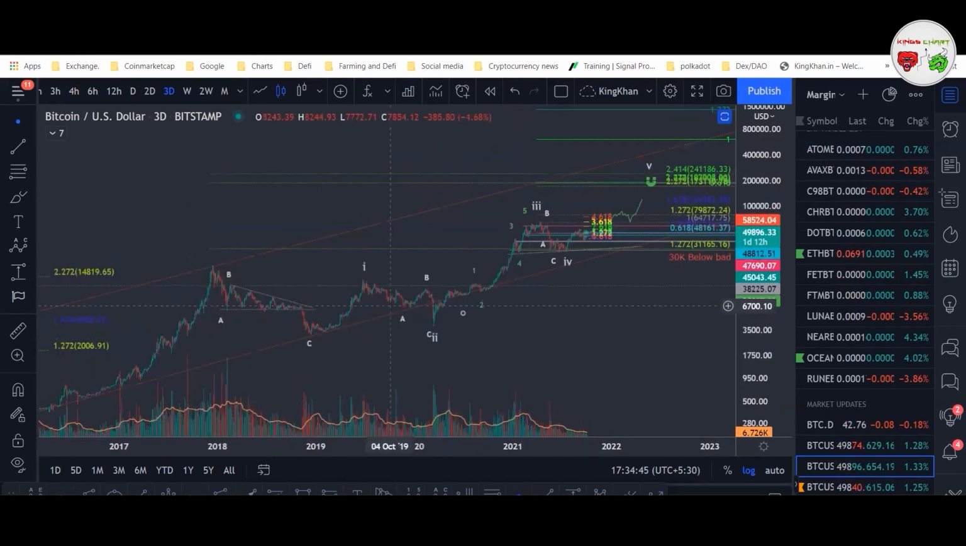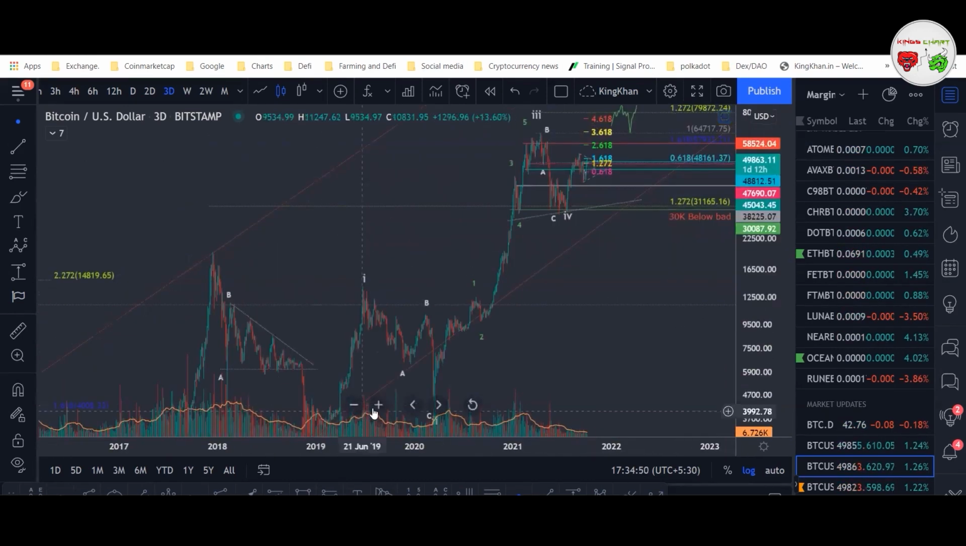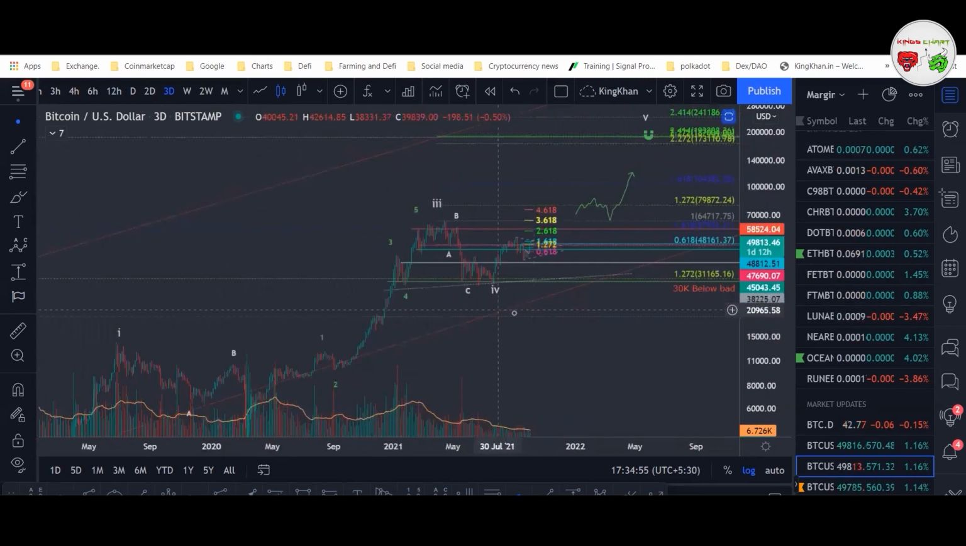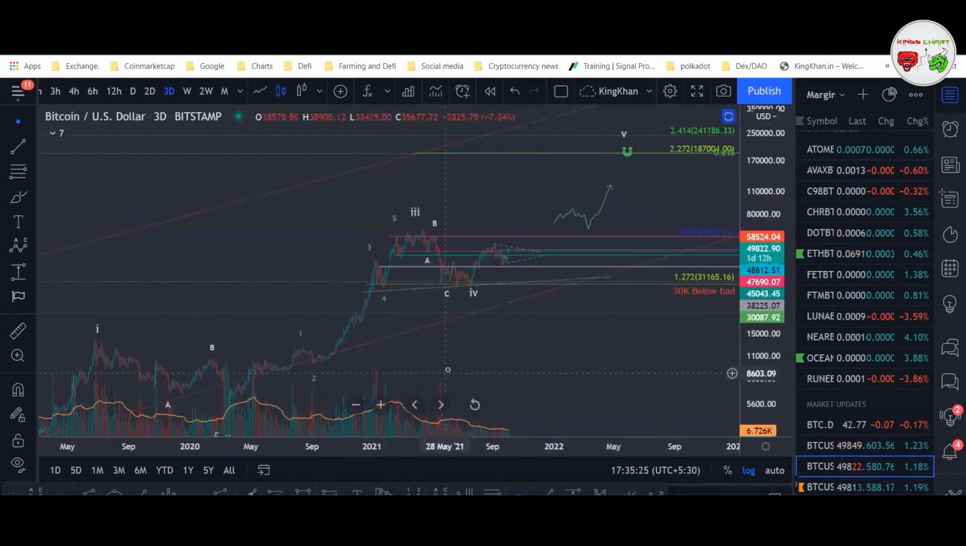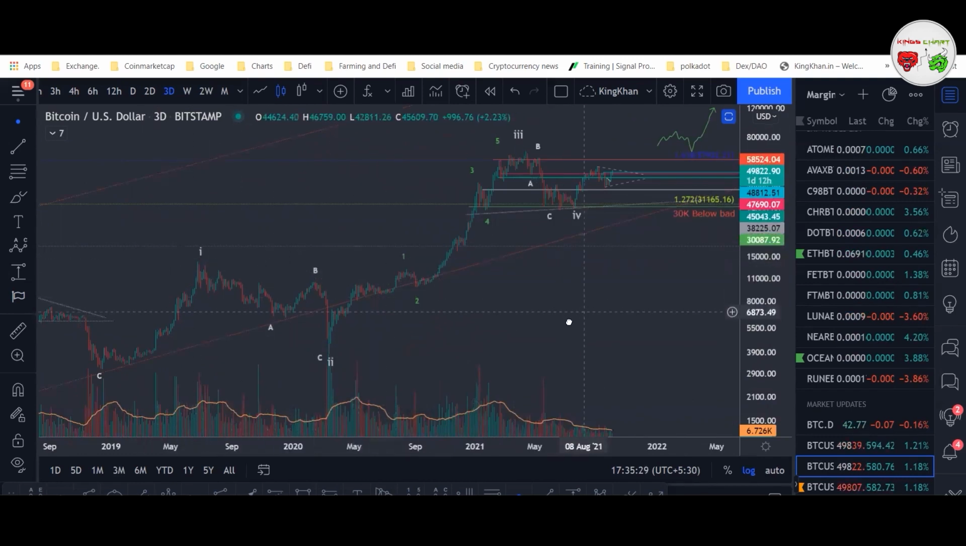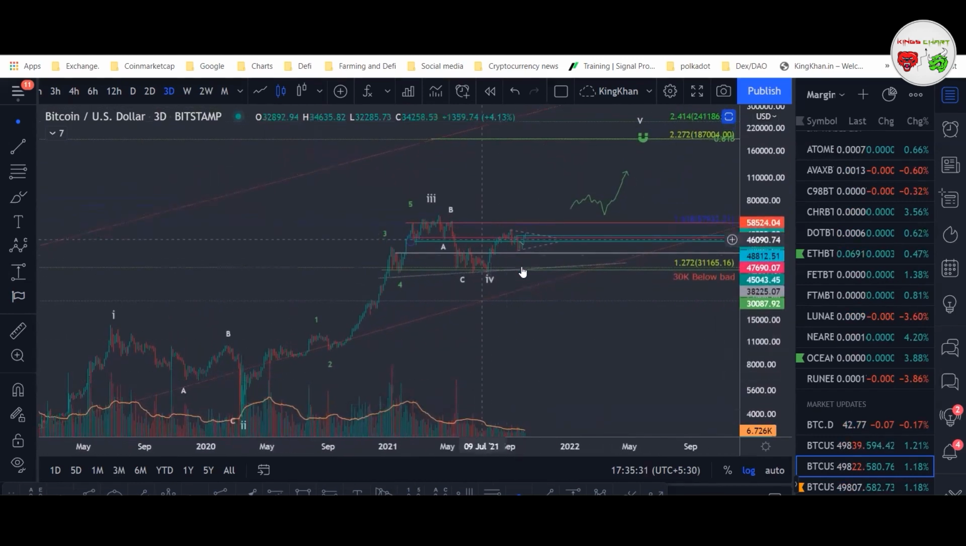Then here, let's zoom out for a better example. Here you can see the 1.618 level around 57,000 and the 1.272 level around 31K. I already pinned a complete thread on Twitter, you can check it out there. Let's remove this Fibonacci and this one as well. Okay, now it's clear. You can see the wave count here, because I will explain it later.